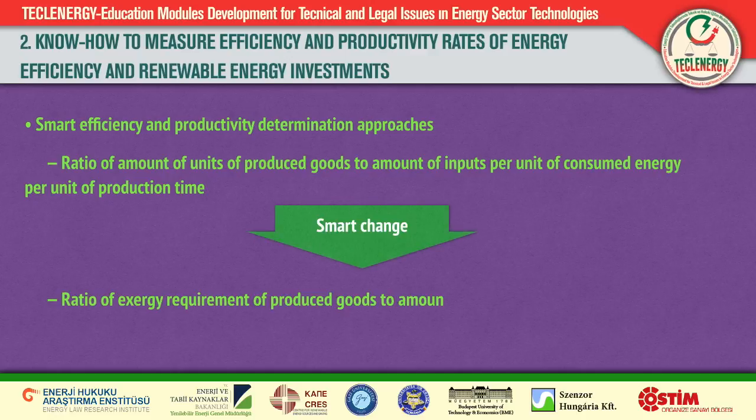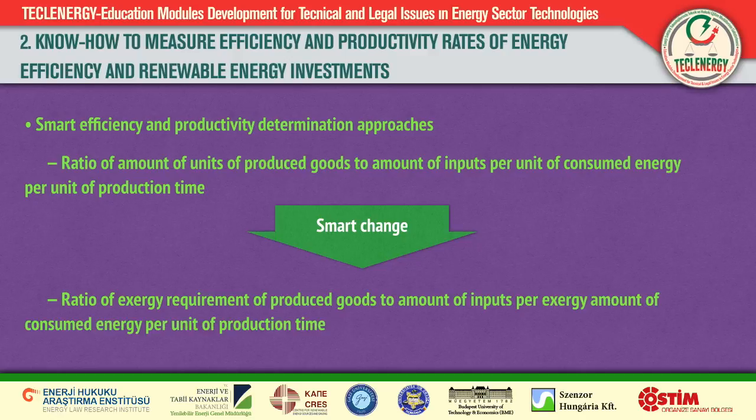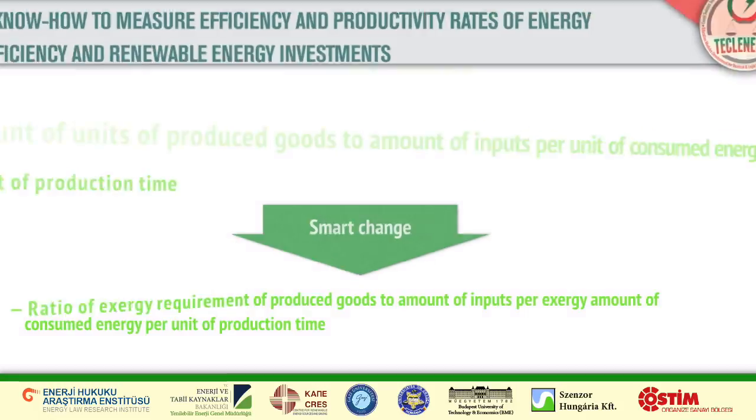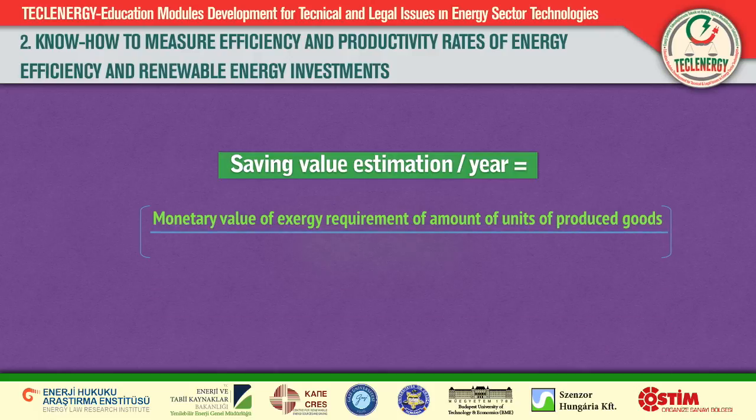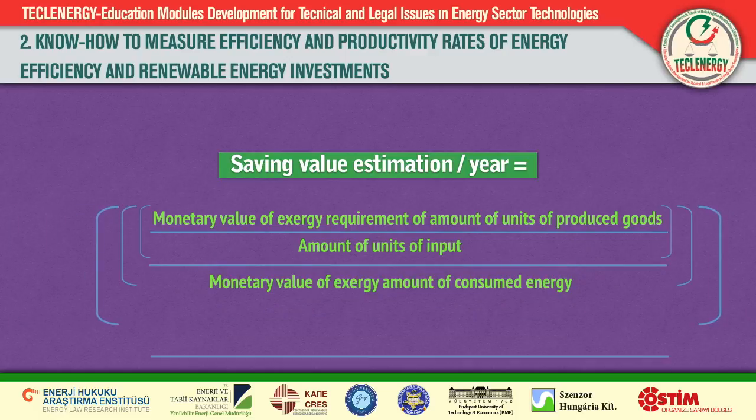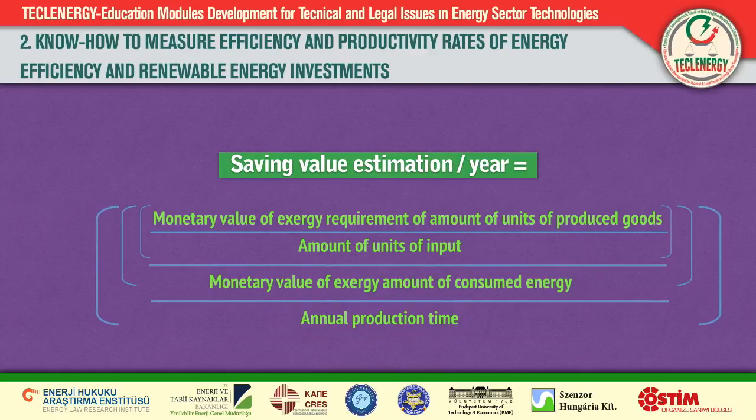Ratio of the exergy requirement of produced goods to the amount of inputs per exergy amount of consumed energy per unit of production time. The calculable form of this modified indicator is mathematically expressed as shown in the slide, as a metric that is to measure the performance of investments. Obviously, a financial provision of that saving calculation module is necessary to develop feasibility tables and make necessary comparisons about the profitability and power of an energy efficiency or renewable energy investment. The exact saving calculation module to be used in feasibility analysis is as follows.